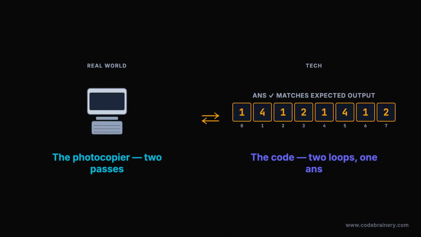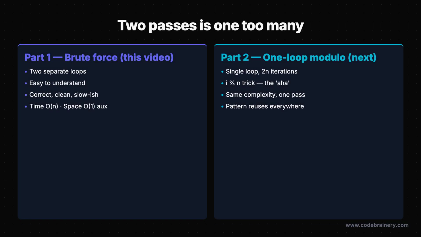Remember the photocopier? 2 passes, 1 stapled output. That's literally what this code does. 2 loops, 1 output array. The mental model and the code agree. That's how you know you actually understand it. This works. It's correct. It's clean. But 2 passes through the same data is 1 too many. There's a 1-loop version using modulo. And it's the kind of trick you'll use again, across at least a dozen array problems.